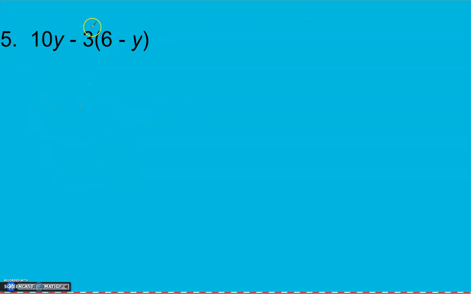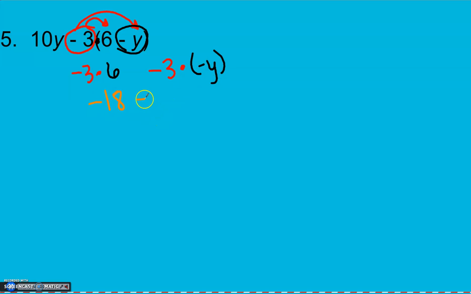On 5 here, I'm going to start off by distributing to get rid of my parentheses. I take the -3 times the 6 and the -3 times the -y. I started as multiplication. I keep multiplication, and I take the sign with my number there. I simplify. -18 plus -3 times a -1 gives me a positive 3y.